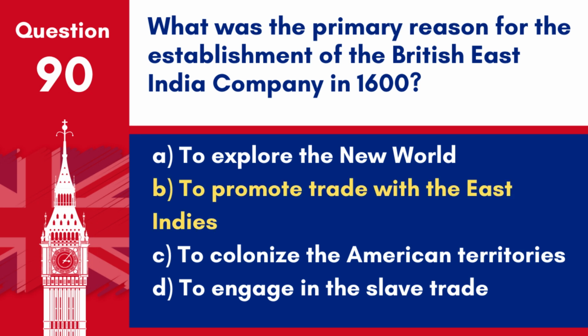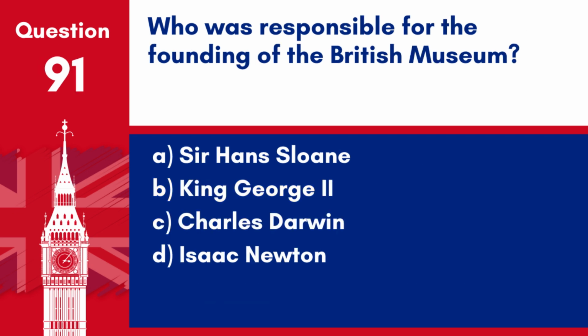Answer. B. To promote trade with the East Indies. The primary reason for the establishment of the British East India Company in 1600 was to promote trade with the East Indies. Question 91. Who was responsible for the founding of the British Museum?